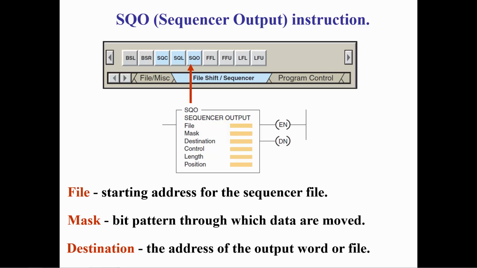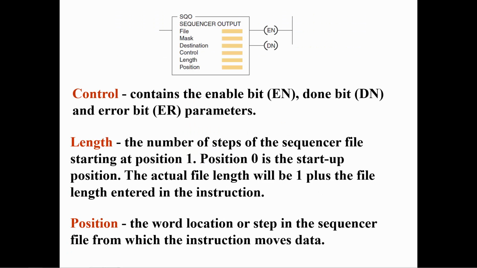File specifies the starting address of the sequencer file. Mask is the bit pattern through which data will be moved or not moved. Destination is the address of the output file or word location. The control is a word location that contains the enable bit, done bit, and error bit. Length is the number of steps in the sequencer file, not counting the 0th position. Position is the word location or step in the sequencer file from which the instruction moves data.